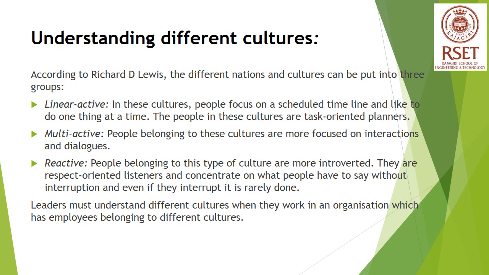So how do we understand these different cultures? According to Richard B. Lewis, the different nations and cultures can be put into three groups, namely linear active, multi-active and reactive. Under linear active, people focus on a scheduled timeline and like to do one thing at a time. That is, people in these cultures are task-oriented planners. Under multi-active, people belonging to these cultures are more focused on interactions and dialogues. That is, meetings are given priority and discussions and dialogues help to build relationships.